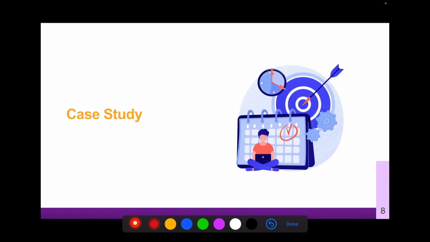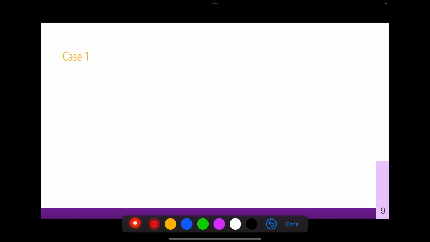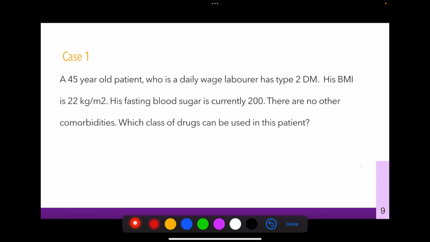Let's come to the interesting part now. I told you this has to be done, this use. Now how do you actually implement it in practical scenarios? We'll practice with some case studies. A 45-year-old patient who is a daily wage laborer has type 2 diabetes mellitus. His BMI is 22. His fasting blood sugar is currently 200. There are no other comorbidities. Which class can be used?